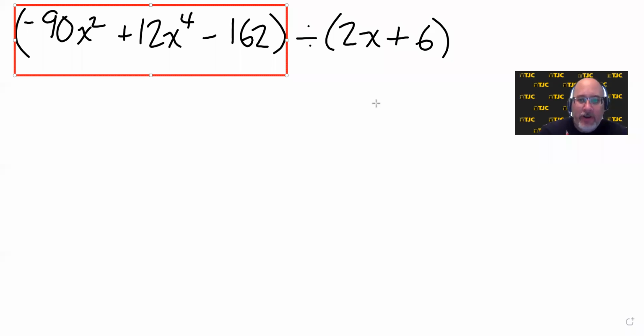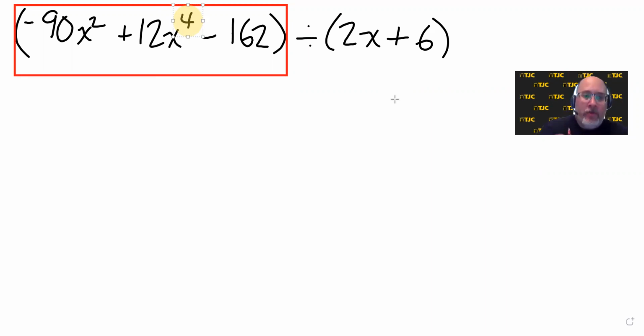The highest power is 4. It's right there. And when you see a fourth power, you should see a third, a second, a first, and no power. Well, I don't see a third power of x, and I don't see a first power of x.